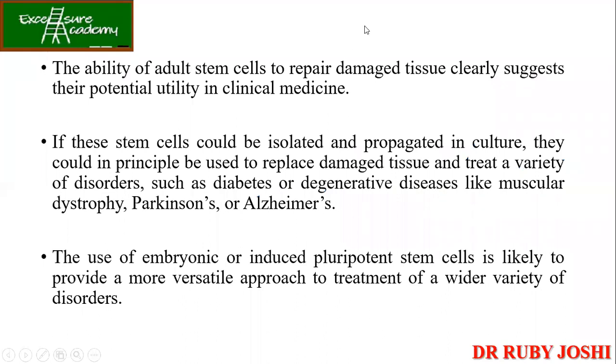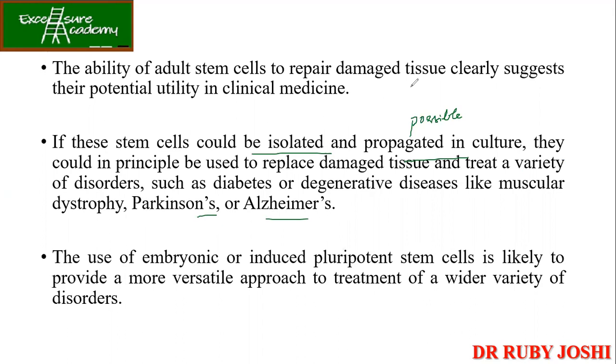So we know that stem cells have the ability to repair damaged tissue, right? And if these stem cells could be isolated and propagated in culture, which is actually possible, the only thing is that the maintenance is very demanding, they could in principle be used to replace damaged tissue and treat a variety of disorders like diabetes or Alzheimer's or Parkinson's. The use of embryonic or induced pluripotent stem cells is likely to provide a more versatile approach to treatment of a wider variety of disorders.